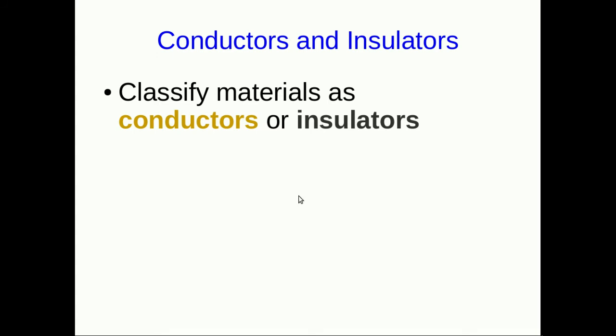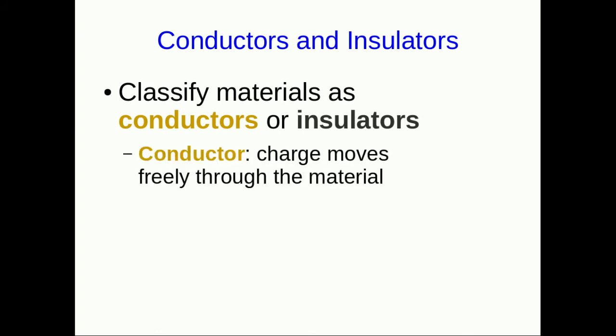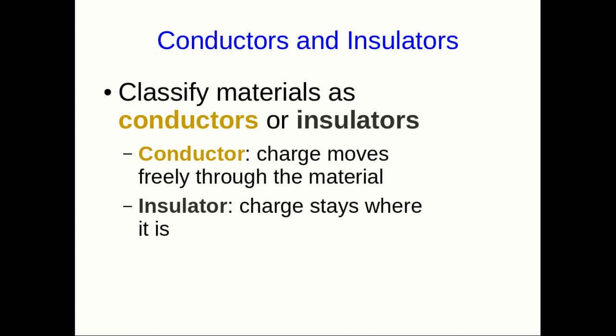What we've just seen is that the metal ball is a different sort of material from the glass and the plastic rods. The metal ball is an example of a conductor. Charge moves freely throughout it. And in contrast, the plastic and glass are what we call insulators. Wherever we put charge on an insulator, it tends to stay there.